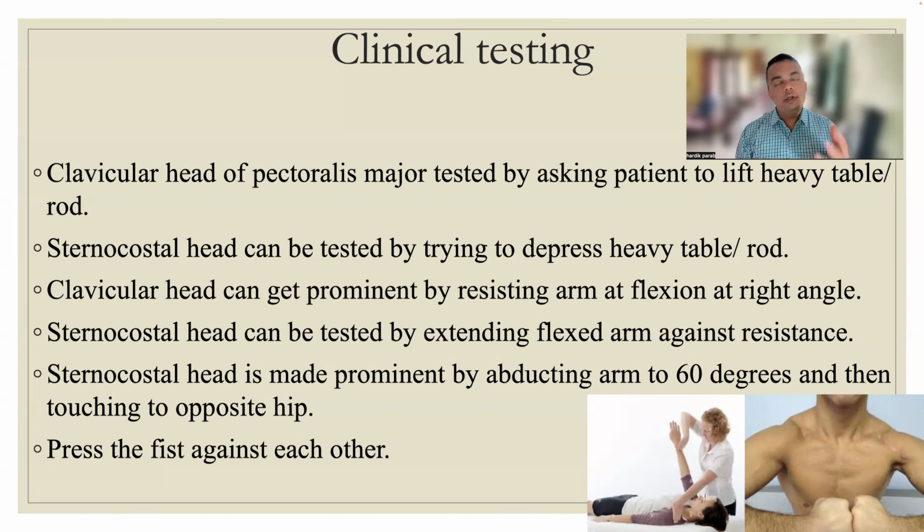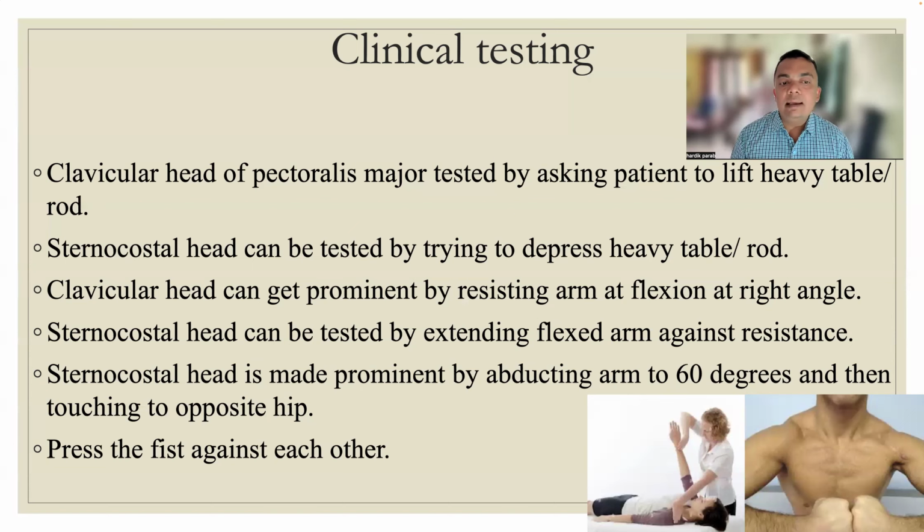आपको patient को बोलना है कुछ heavy चीज को उठाने का, उसी तरह वो heavy चीज को depress करने का, or if you are going to push it down, that is going to check your sternocostal head, sternocostal fiber. तो आप lift करो तो उससे clavicular head activate होगा, और आप उसको depress करो, उस पे press करो तो वो आपका sternocostal head activate होगा. इसीलिए pectoralis major is mainly active when you are doing push-ups activity. जब आप push-ups करते हो तो उस टाइम पे ये बहुत ही ज्यादा अच्छे से activate होता है.